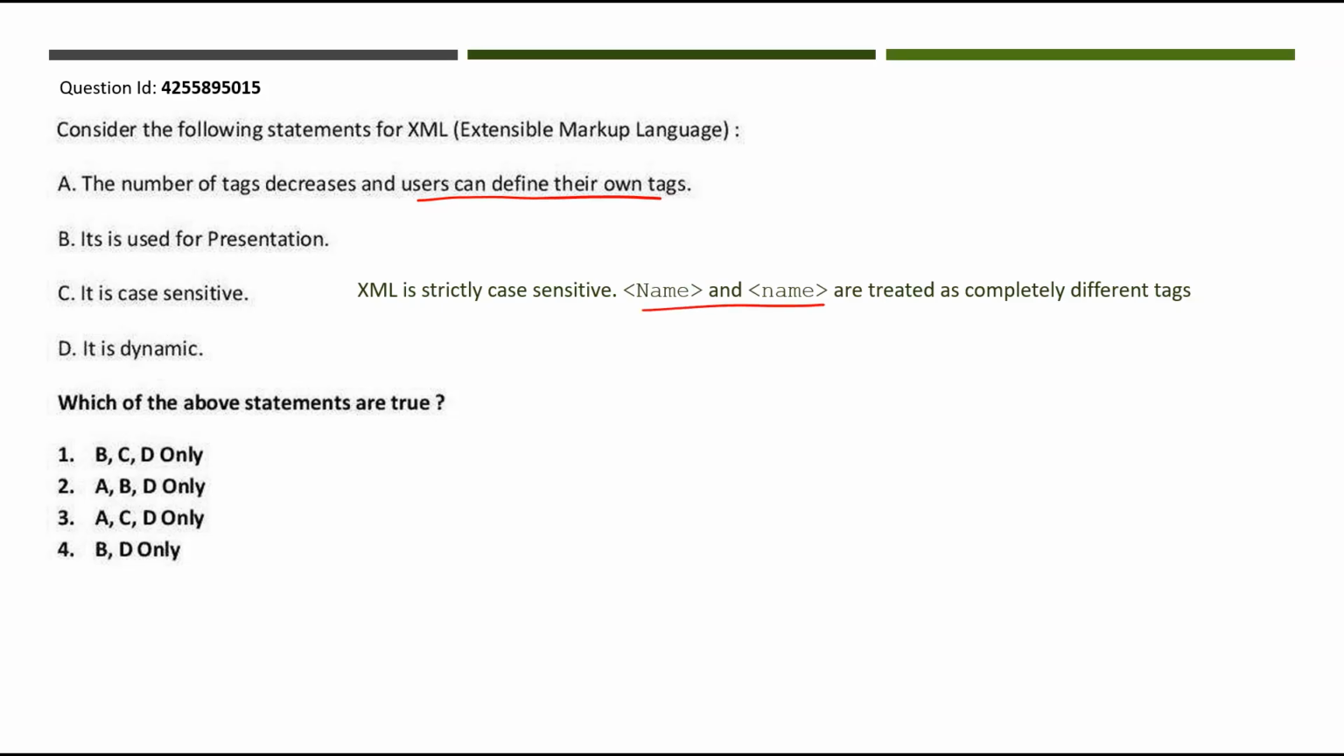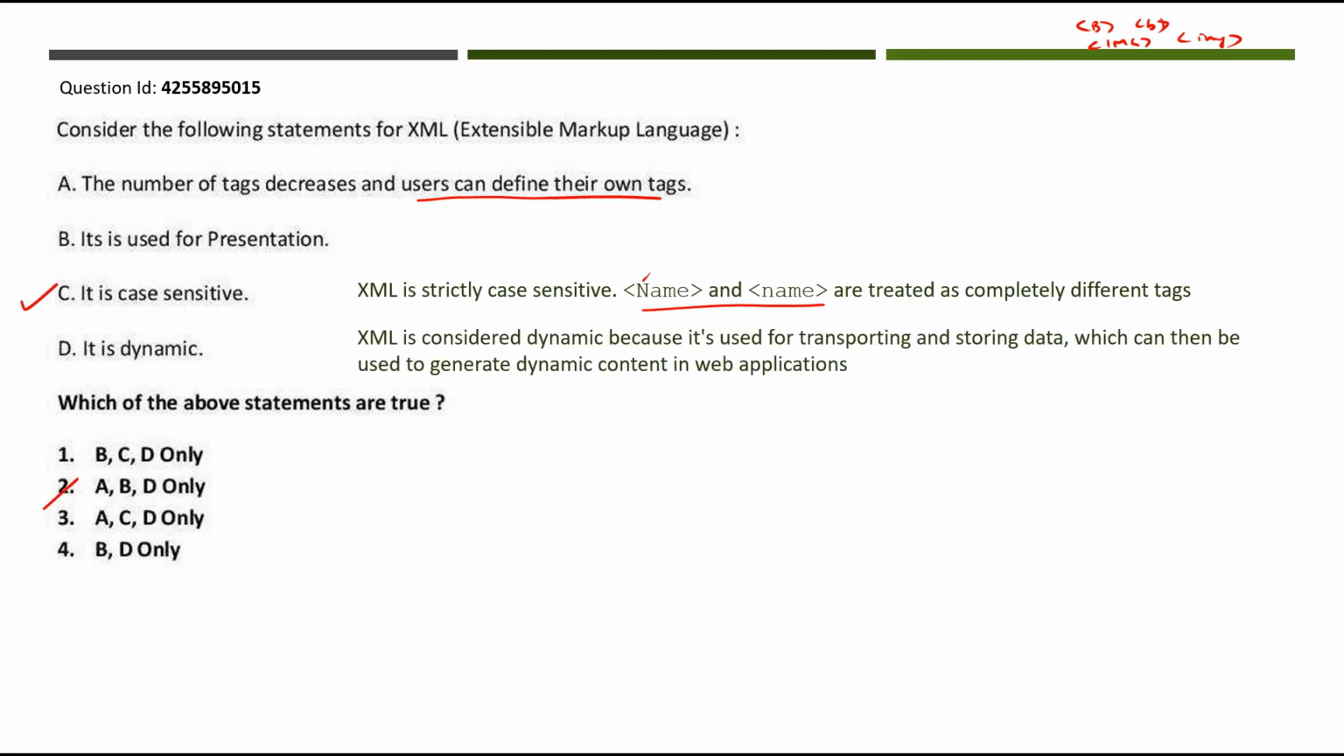In HTML, when you write it as bold or BOLD, both are actually the same. When you say IMG or img, both are the same. But in XML, even a single letter given in caps will make a difference. So it is strictly case sensitive. C is definitely true. The option that does not include C will be removed.